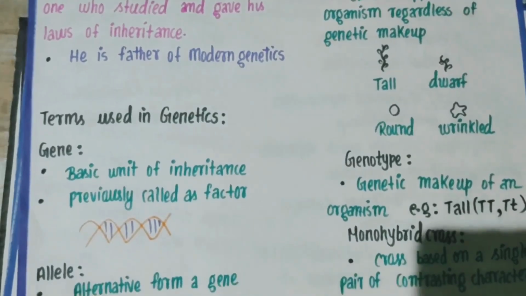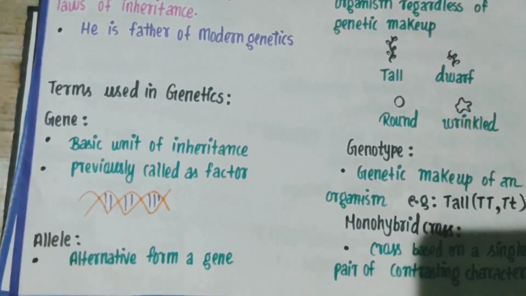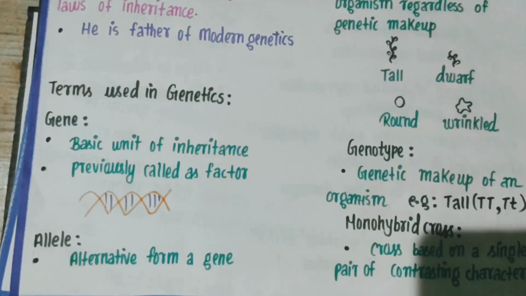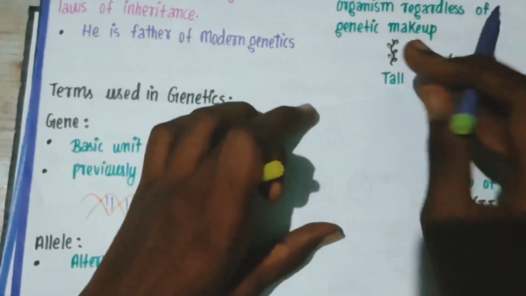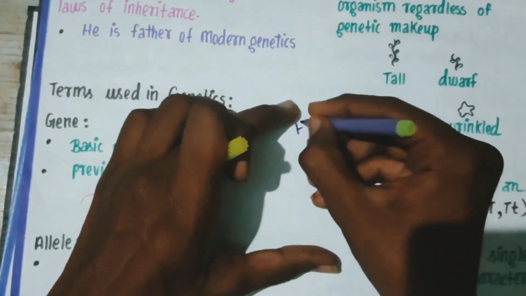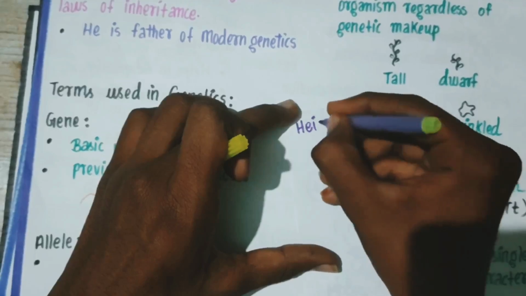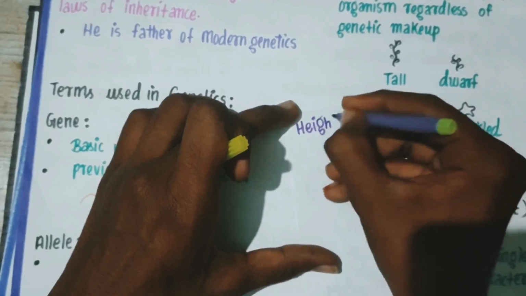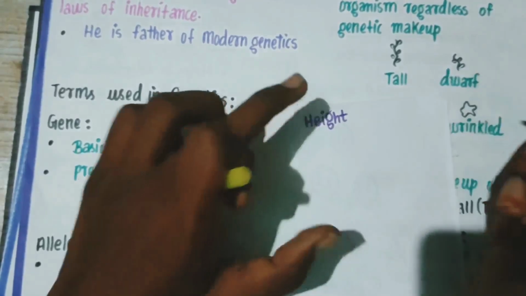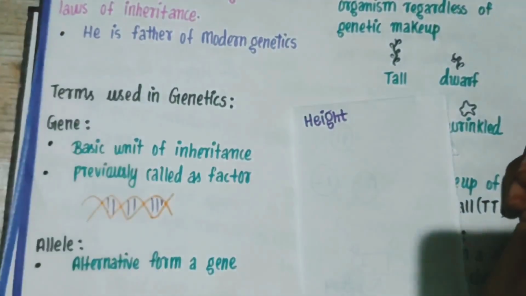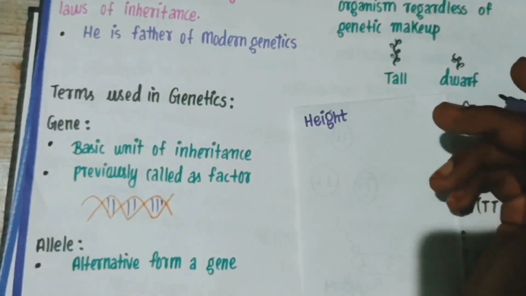Then allele. Allele means an alternative form of the same gene. For every gene there will be two alleles. They may be the same, they may be different. These alleles come from gametes. Let us suppose we are going to consider the gene for height. For every gene there will be two alleles. One comes from the father, one comes from the mother, and they are going to fuse together during the process of fertilization.